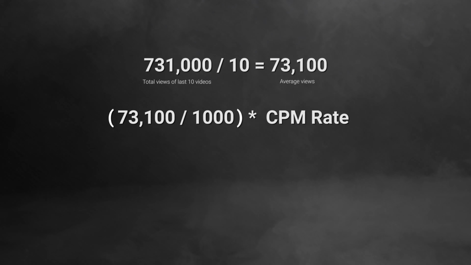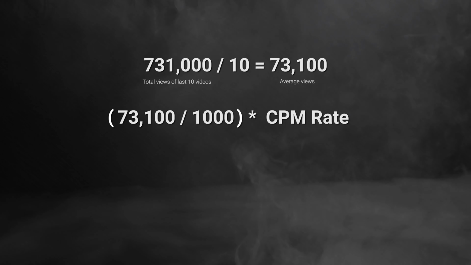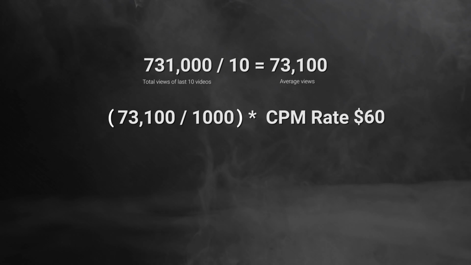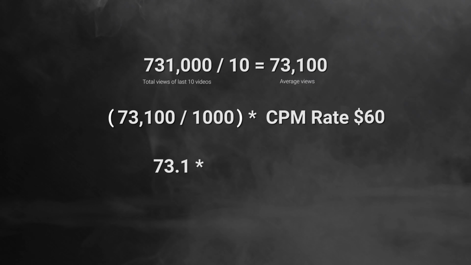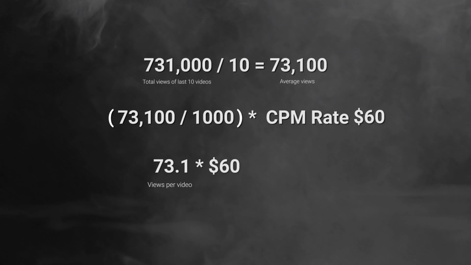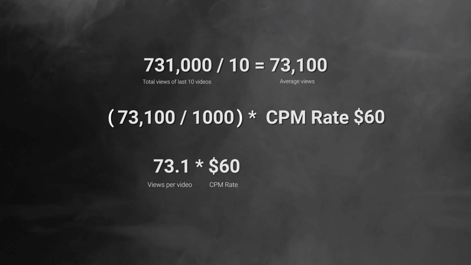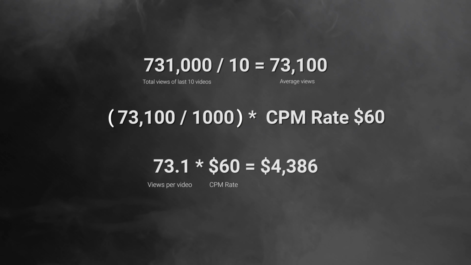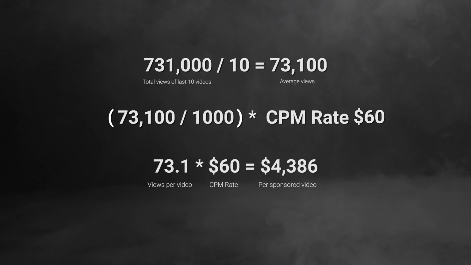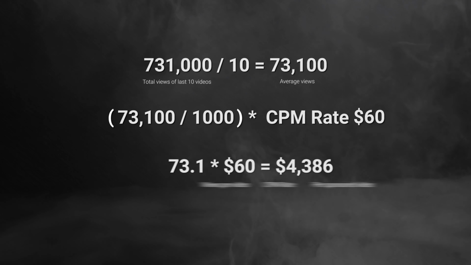So for example's sake here, let's say Marco had a sponsorship CPM of $60. What we would then do is multiply that 73.1 number by 60, because you've got 73.1 thousand views per video times 60. We're going to have a total of $4,386 per sponsored video on Marco's channel.